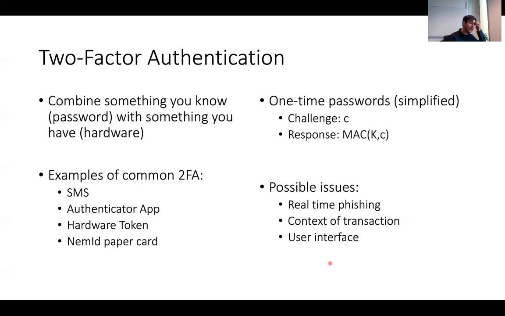Examples of authenticator apps are, again, NemID, but also Facebook or Google, which run authenticator apps on your phone. An authenticator app is essentially something that stores a secret key on your phone, and can then be used to generate one-time passwords or one-time codes that can be used to authenticate some transactions. And the good old NemID paper card was also essentially an authenticator app or a hardware token, where the codes were just pre-printed on the card.